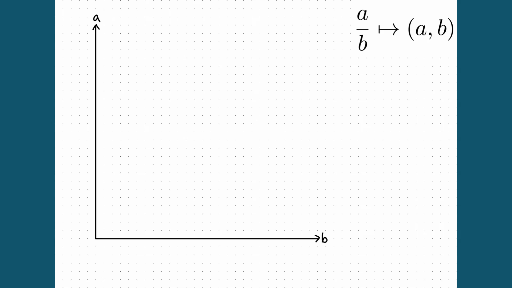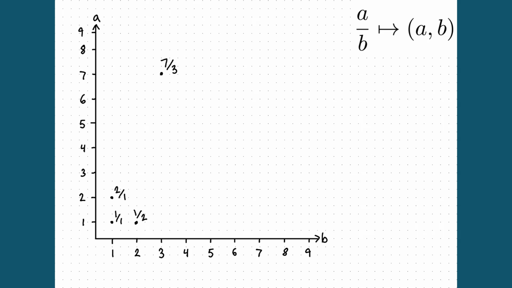First, we draw axes for a and b. Next, let's look at a few concrete examples. The coordinates (1, 1) correspond to 1 over 1. Similarly, the coordinates (1, 2) correspond to 1 over 2, and (2, 1) corresponds to 2 over 1. Now let's choose 7/3.